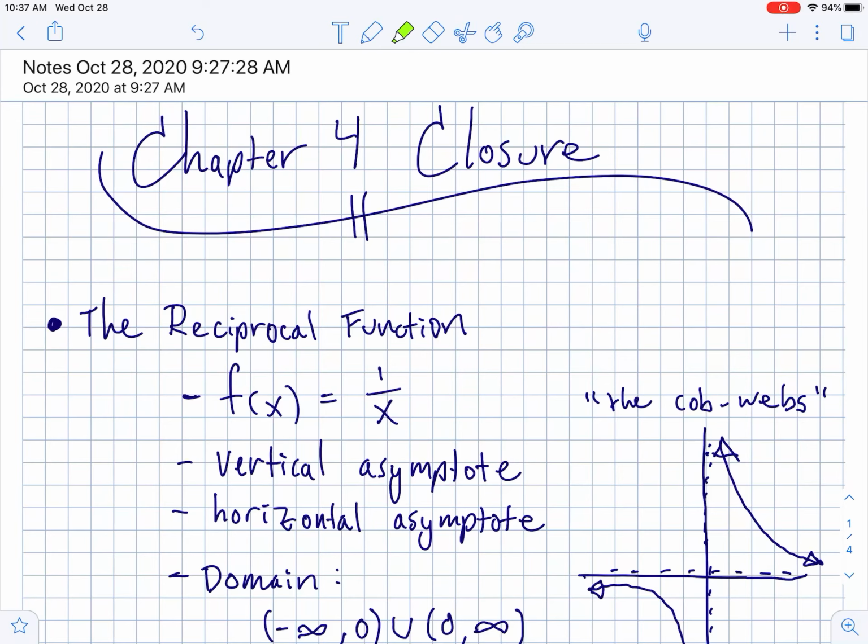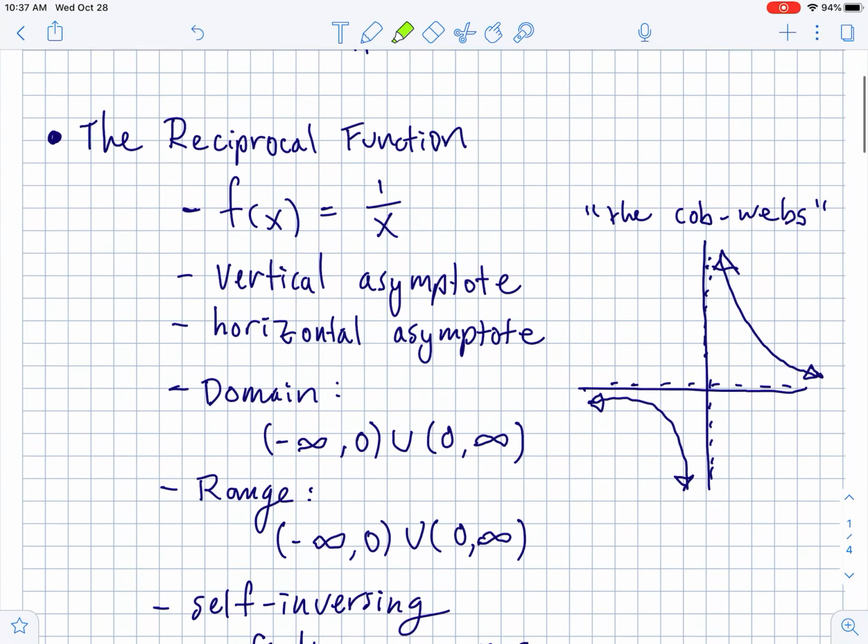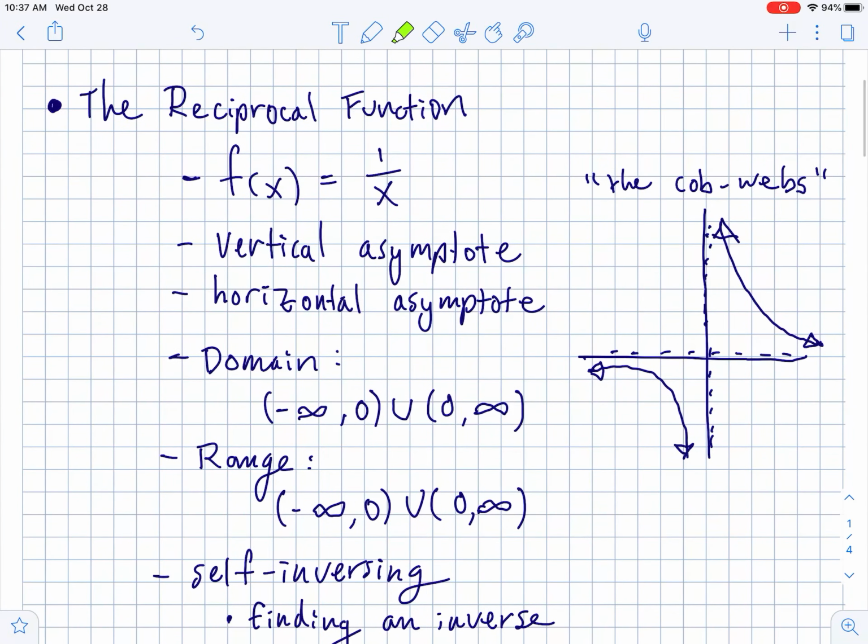All right, you guys, we've made it to the end of Chapter 4. Chapter 4 was all about rational functions, which I call the Cobweb functions, but we'll talk about that. The book starts off by talking about this reciprocal function, which really just means that the x variable is in the denominator. It's like 1 over x, the reciprocal of x.